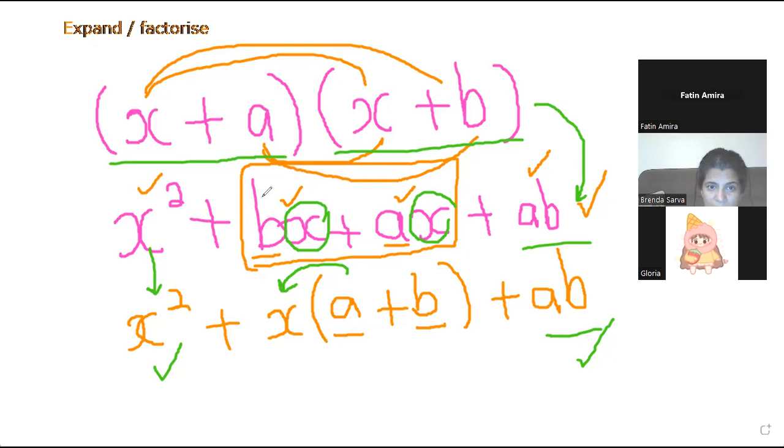b plus a and a plus b is the same. If this is 1 and this is 2, 1 plus 2 and 2 plus 1 is the same. Girls, do you understand this so far, what I've done? Can I have a thumbs up if you're following me?